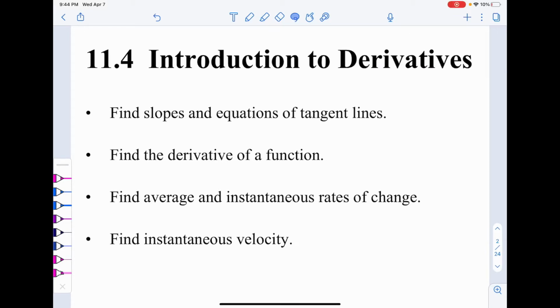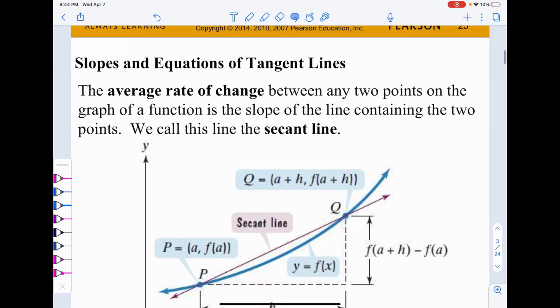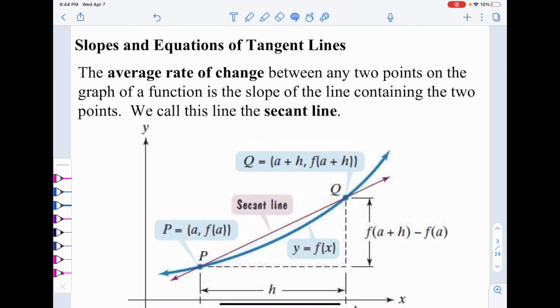Looking at section 11.4, Introduction to Derivatives, we are going to find slopes and equations of tangent lines, find the derivative of a function, find average and instantaneous rates of change, and find instantaneous velocity. So the first piece talks about slopes and equations of tangent lines.